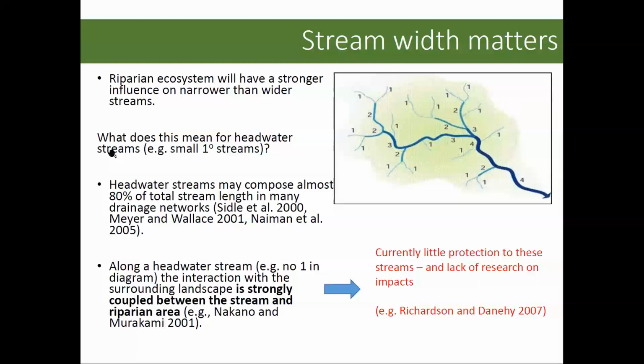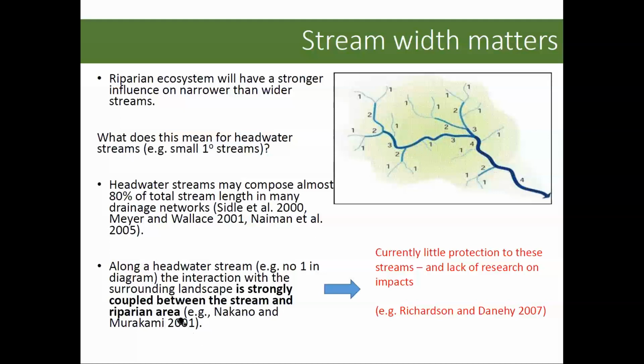But what is important to consider is that headwater streams, or these little first order streams, or S6, may in some watersheds compose or account for about 80% of the total stream length in many drainages. What that means is that 80% of our stream length in our watersheds is more susceptible to impacts from forest management. And that's a conversation that is happening across the province right now: what can we do to reduce that impact?